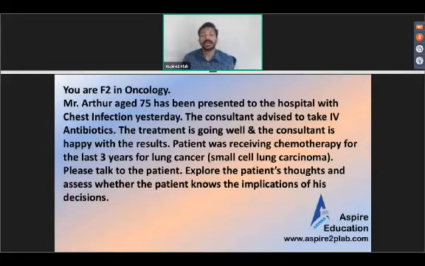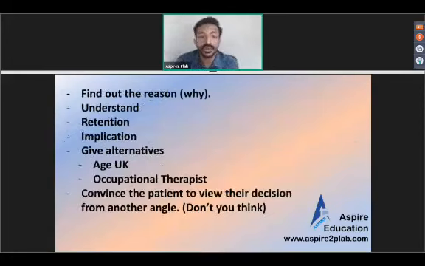So what we need to do here is find out the reason why you don't want to take the medication. What's the reason? So he will tell you it's the chemotherapy. The reason is, doctor, whenever I'm taking chemotherapy, I'm getting this chest infection, and because of that, I have to come to the hospital again and again. Yeah. So that is the reason. We need to find out the reason first. Now, understanding and retention, that is a very, very important thing.